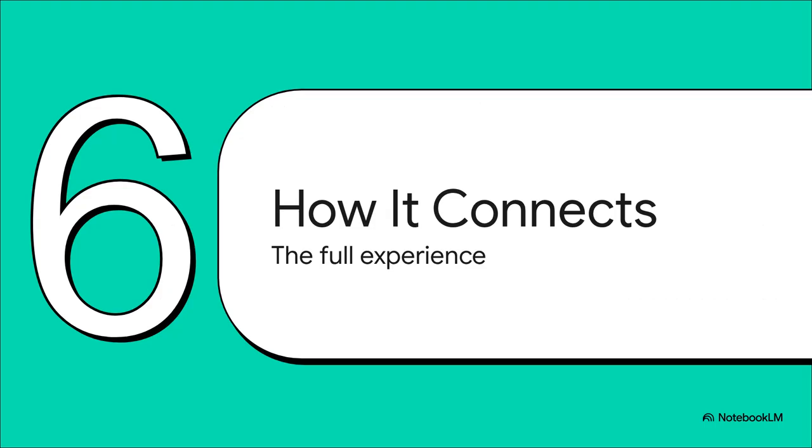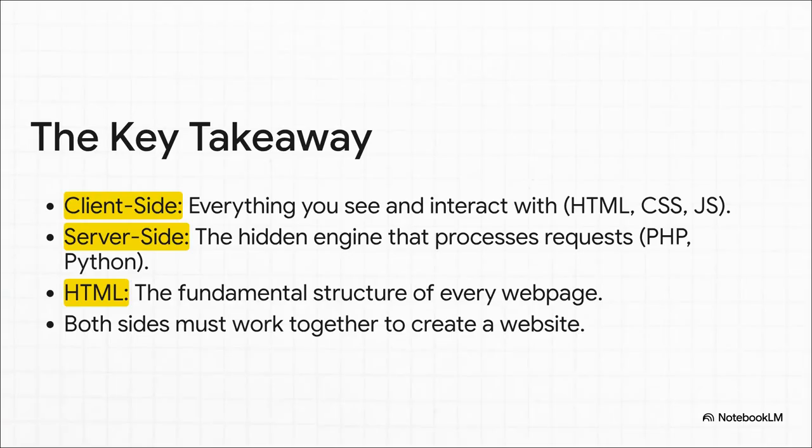Okay, let's bring it all home. We've hung out in the dining room, we've taken a peek into the kitchen, and we've looked closely at the words on the menu. Let's run through that full restaurant experience one last time. So, let's recap the big idea here. The client side is the dining room. It's everything you see and interact with. The server side is the hidden kitchen, working behind the scenes to prepare your page. And HTML is the menu itself, giving structure to all the content.